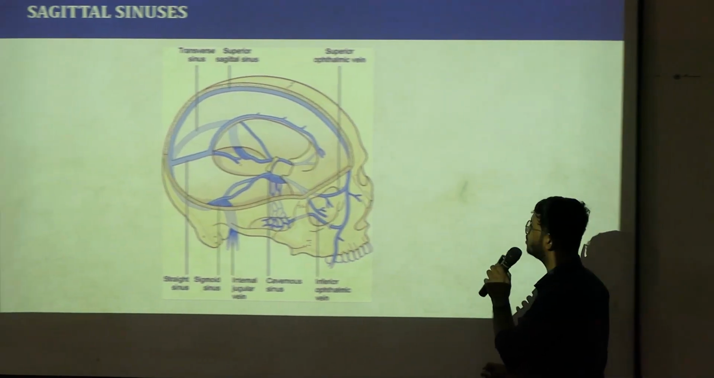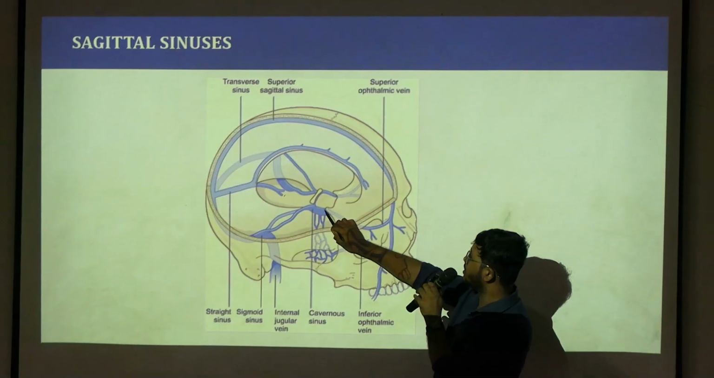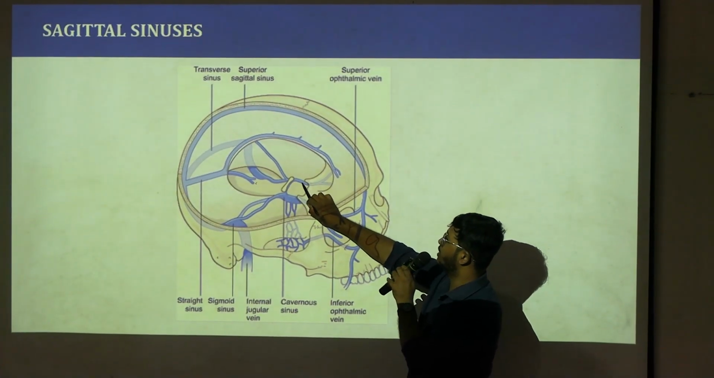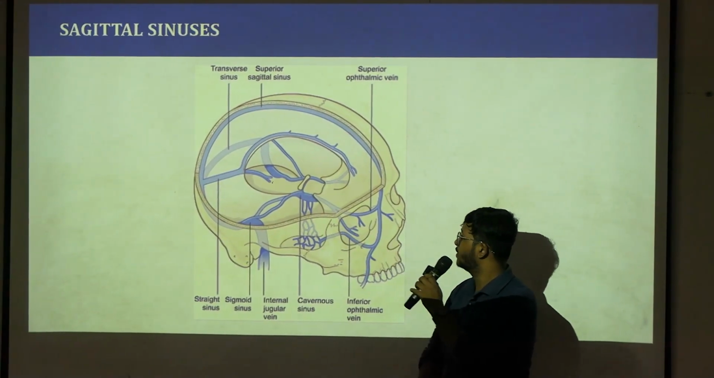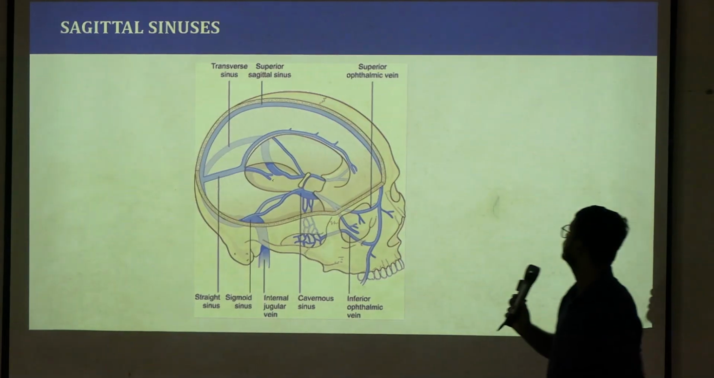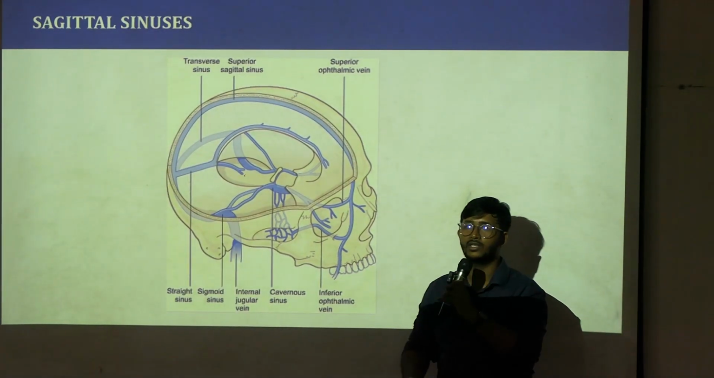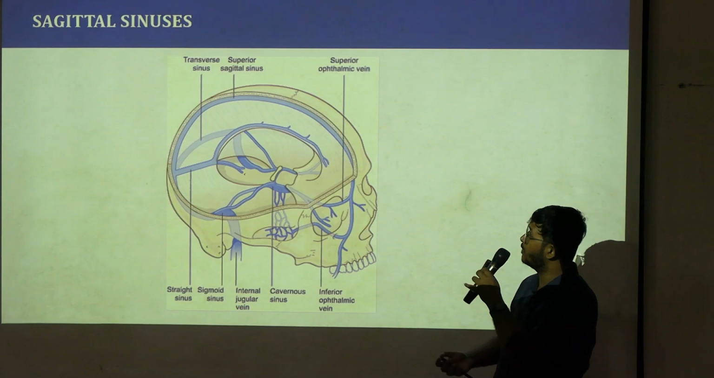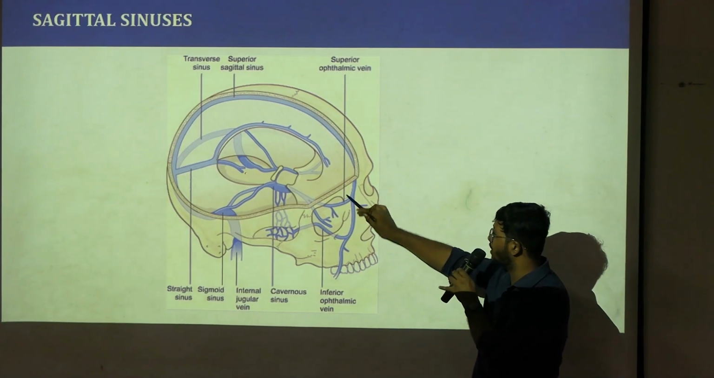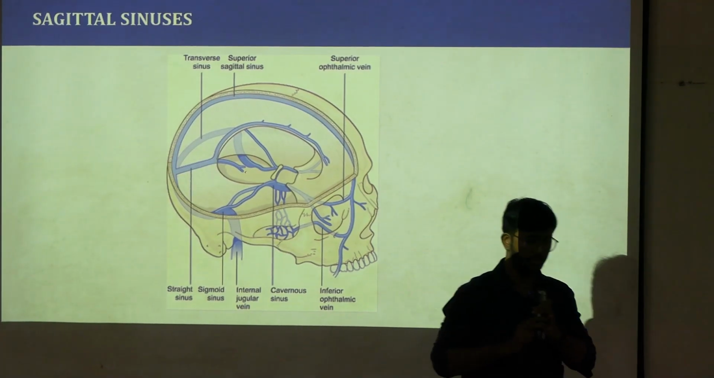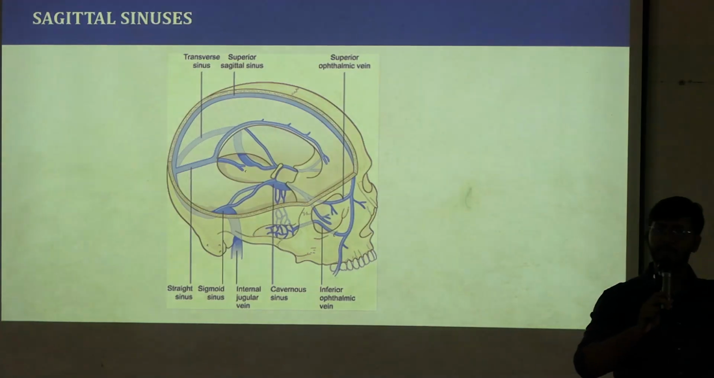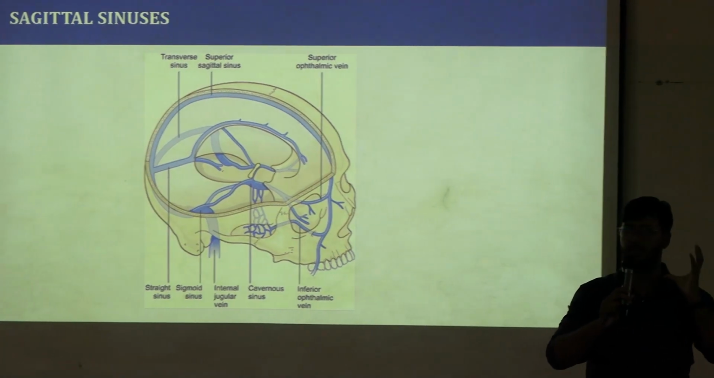In front also you can see this part. This is your cavernous sinus. Anteriorly you have some other structures which are not that important from the exam point of view, that is the superior ophthalmic vein, inferior ophthalmic vein and so on. Together all of them form the venous drainage of the brain.